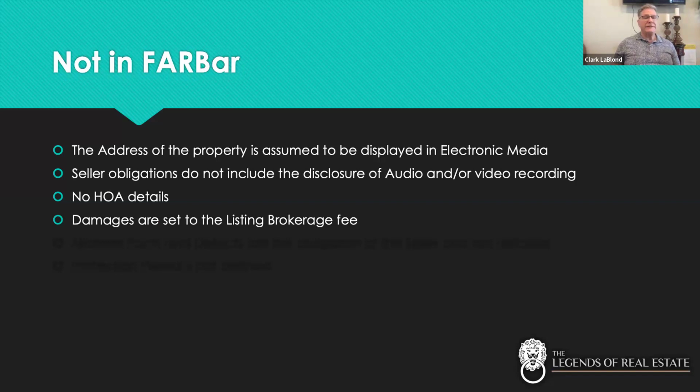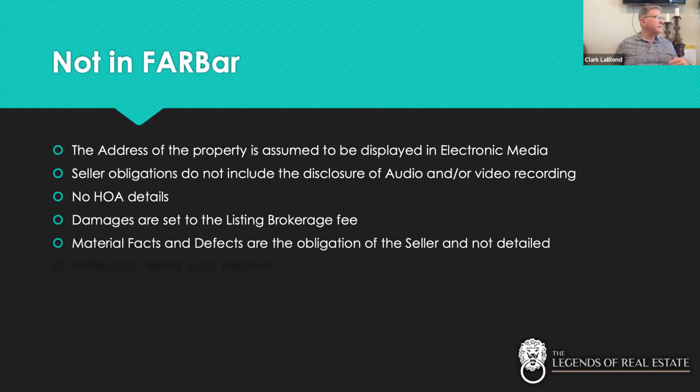Material facts and defects are the obligation of the seller and are not detailed. So all it says about material facts and defects, in other words, the NEFAR purchase and sale agreement has a bunch of lines, a bunch of blank areas and a bunch of disclosures related to radon gas, energy efficiency, and then additional disclosures related to the property. That doesn't exist in the FARBar. It basically just says it's the obligation of the seller to disclose these things.